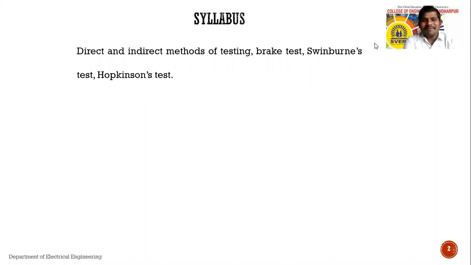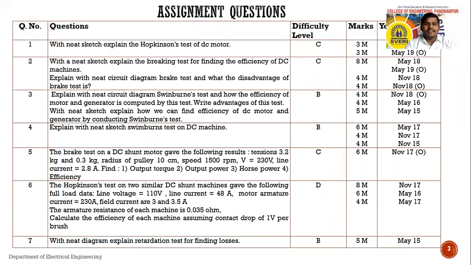Direct and indirect methods of testing, then the brake test, then the Swinburne test and the Hopkinson test. These are the different types of testing we want to understand in this unit, testing of DC machine. These are the unit contents. Some questions may be asked on this unit.